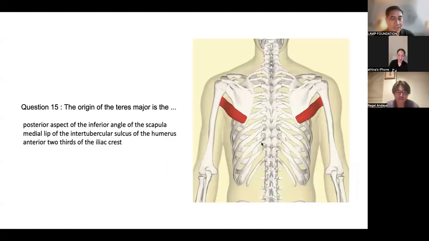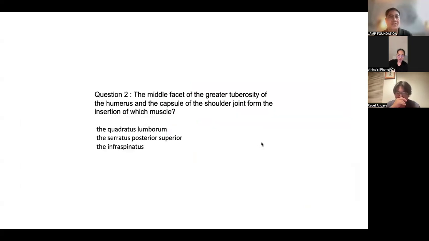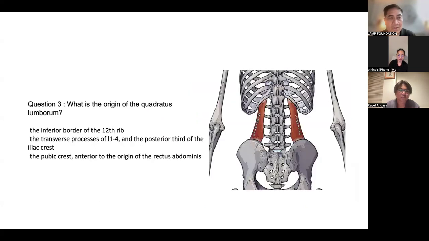The origin of the teres major is the posterior aspect of the inferior angle of the scapula. Origin of the serratus anterior? That's the upper 8 ribs. Middle facet of the greater tuberosity of the humerus and the capsule of the shoulder joint form the insertion of which muscle? That's the infraspinatus. What is the origin of the quadratus lumborum? The inferior border of the 12th rib.